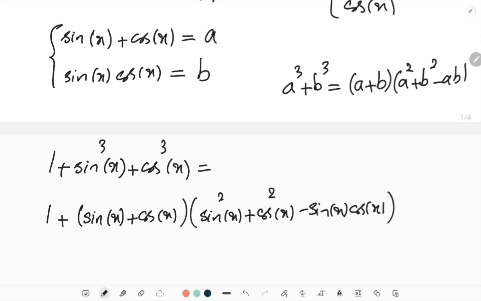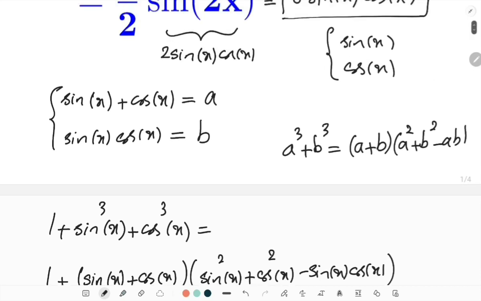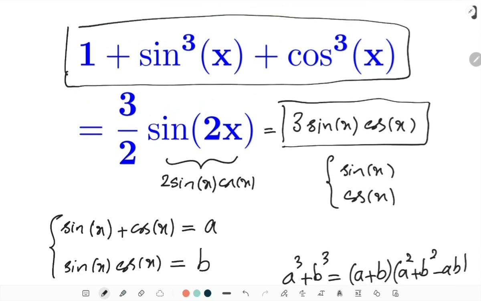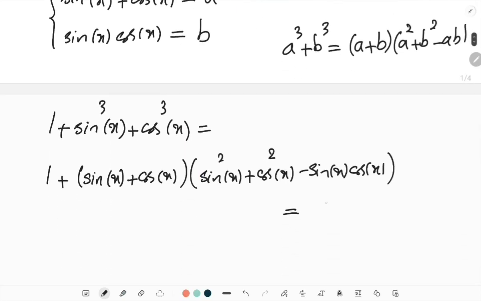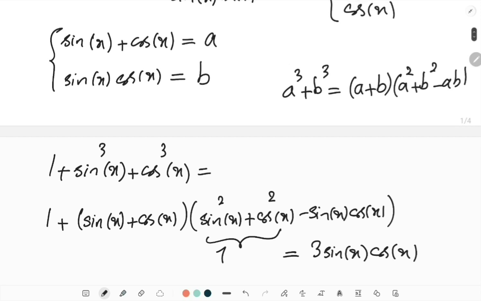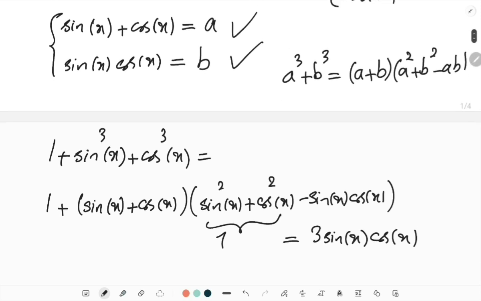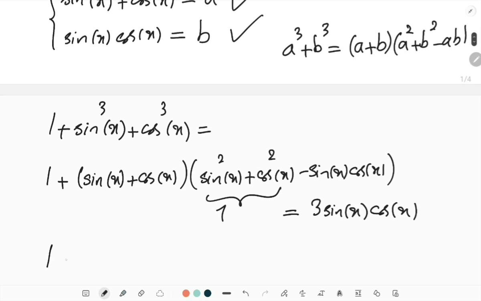And if you remember, this was equal to this value here, which is basically 3 times sin x cos x. But you can already see that actually this value is 1, so I'm just going to replace it with 1. And I'm going to now make use of these two. So their sum is basically a, so then I have (1 + a)(1 - b), because this part is also b. This is equal to 3b.